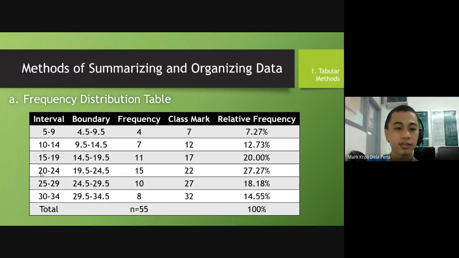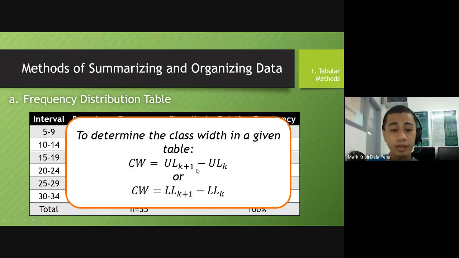Next column. Before that, how do we calculate the class width? If you have a given frequency distribution table, the class width can be calculated as the upper limit of the next class interval minus the upper limit of the current class interval. For example, if we refer to the first and the second class interval, our next class interval is the second row here, row classifier, and this is our first class interval.